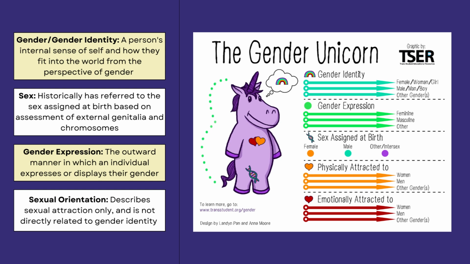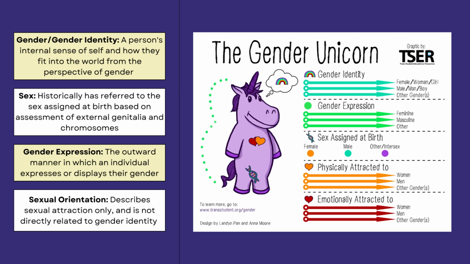The final term that we are going to define is sexuality or sexual orientation. This is an umbrella term classifying one's attraction towards others. For example, gay, straight, bisexual, pansexual, queer, or asexual, among others. On the gender unicorn, it is separated out into physical attraction and emotional attraction.